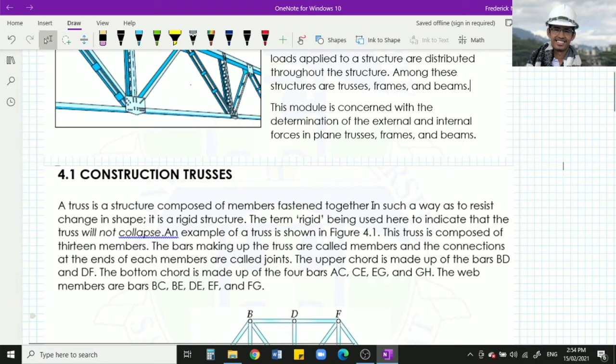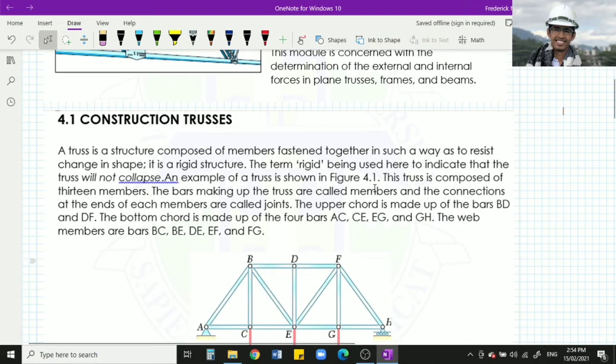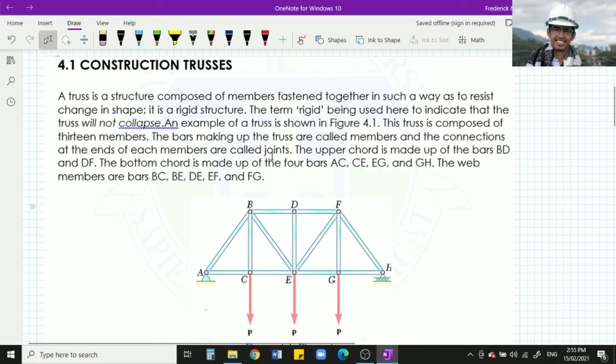So we will be analyzing construction trusses. So what is a truss? A truss is a structure composed of members fastened together in such a way as to resist change in shape. It is a rigid structure. The term rigid being used here indicates that the truss will not collapse. An example of a truss is shown in figure 4.1.